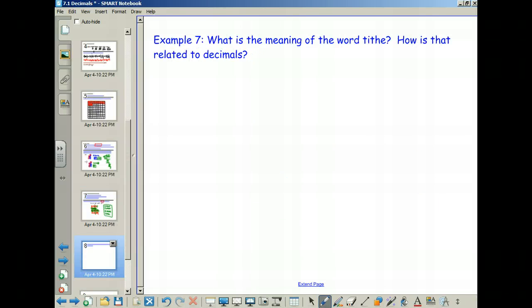All right, so here is a question for you that I think Lindsay brought up, or at least I thought she was bringing up a question about this today. It's the word tithe. So the meaning of the word tithe, when we talk about giving a tithe to the church, what do we mean? 10% or 1/10 of our income, right? So this actually meant 1/10.